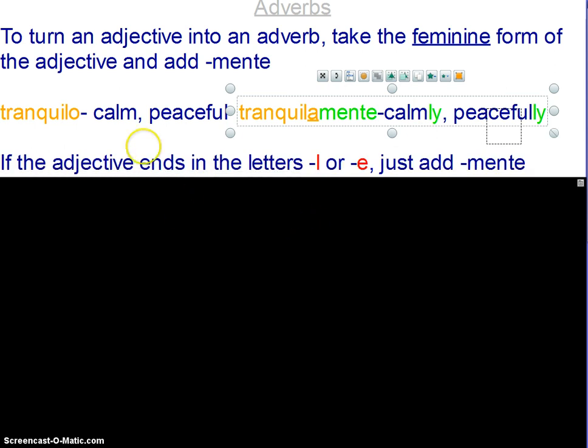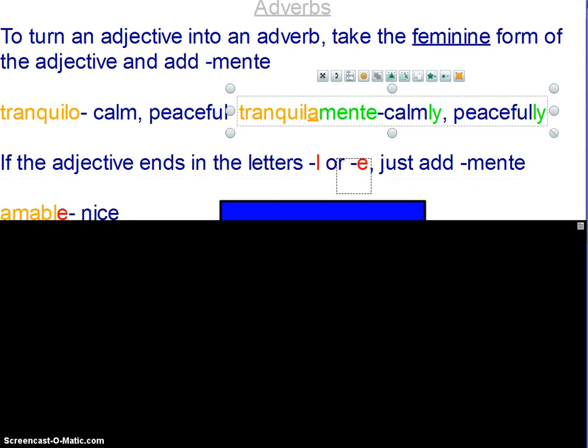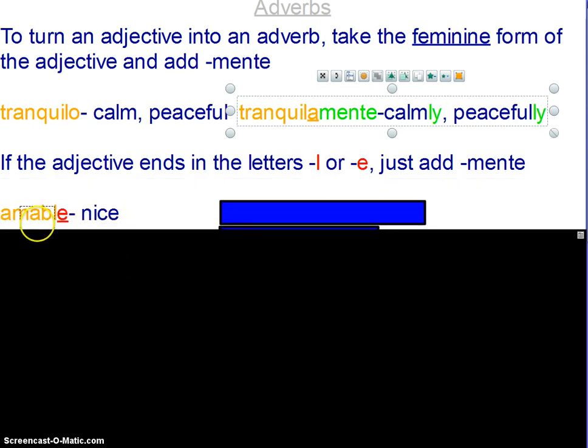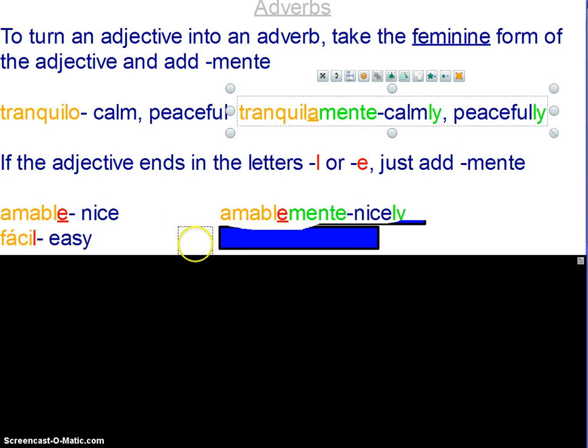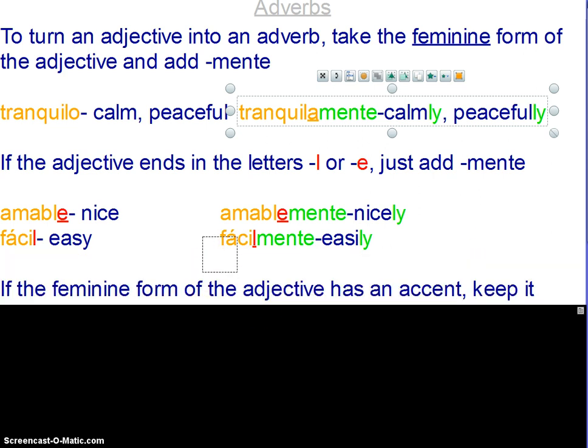What if the adjective doesn't end in the letter O, like in the letters L or E? You just add mente, because it already can describe something that's feminine. So amable, I'm just going to add mente, and I get amablemente, which means nicely. Or fácil, which means easy. Fácilmente means easily. And this fácil brings up another point. If the feminine form of the adjective has an accent, you keep it. See, look, fácil had an accent. I kept it on there.